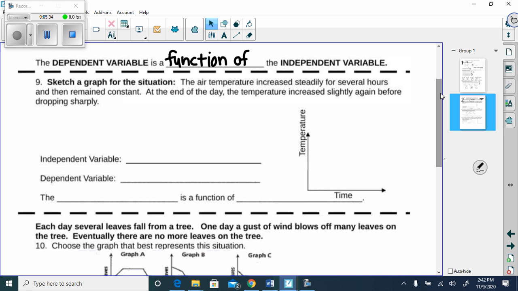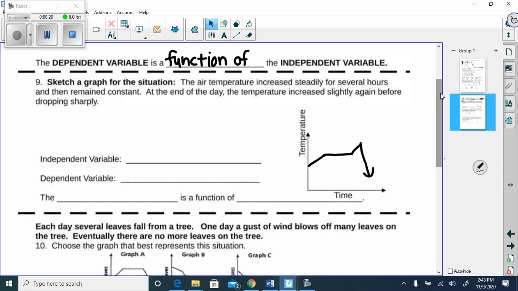Okay, so they already have our graph labeled for us. It says it starts out increasing steadily. So what's that going to look like if it's increasing steadily? Am I going up, down, flat? Up, but just barely, right? Not super sharp. Okay, and then it says after it increases for several hours, it then remains constant. What's that going to look like? Good. Okay, then it says at the end of the day, it increases again. So I need to go up, but then it drops sharply. So what would that look like? Going down quick, right?